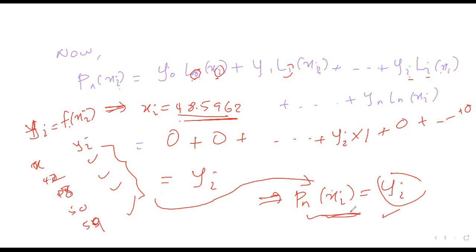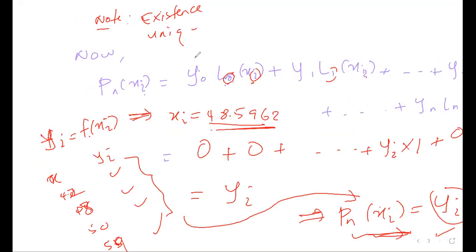So we have derived Pn(xi) equal to yi. What can you conclude from this? I'm just trying to prove that these polynomials exist. That is our note now. We need to find first of all the existence as well as the uniqueness, so I'm just trying to show you the existence part.